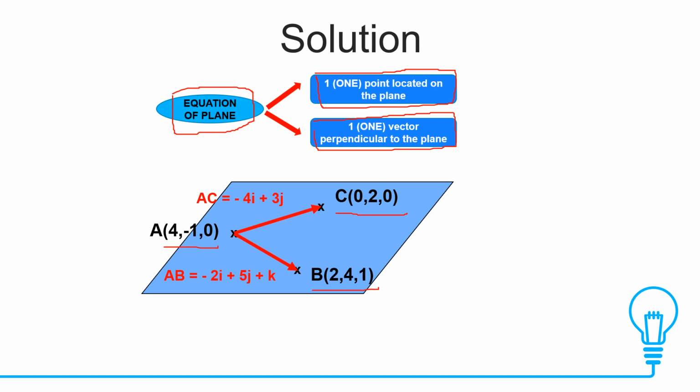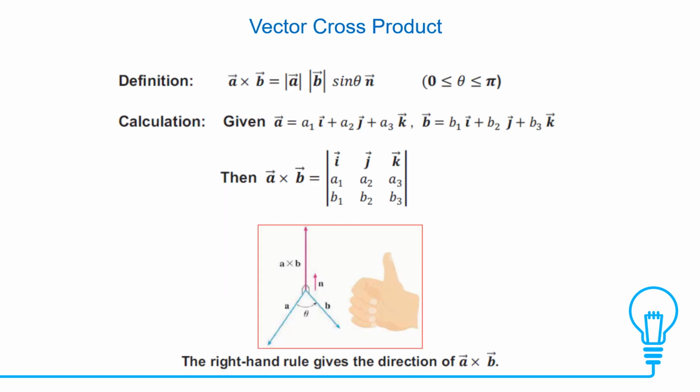So basically from the 3 points that we have, A, B, and C, we can have vector AB and we can have vector AC, but these vectors are not perpendicular to the plane. In order for us to have one vector that is perpendicular to the plane, we need to apply the vector cross product. For example, if we have vector A and vector B, then from A cross B we can get a vector n, whereby this vector n is perpendicular to both vector A and also perpendicular to vector B.